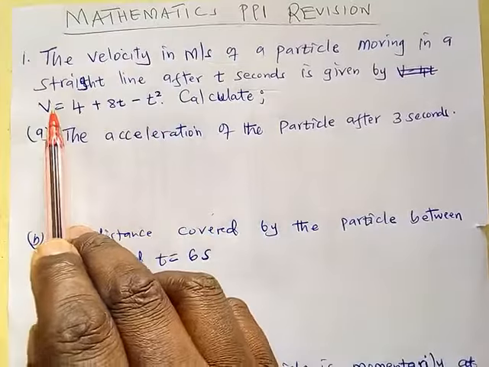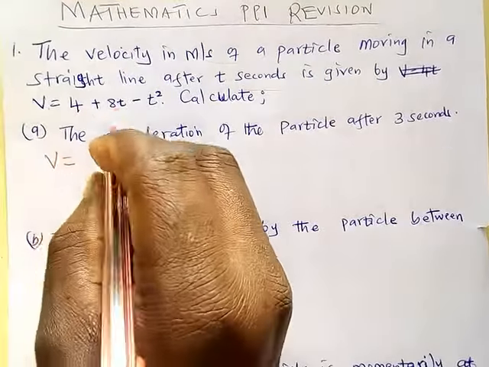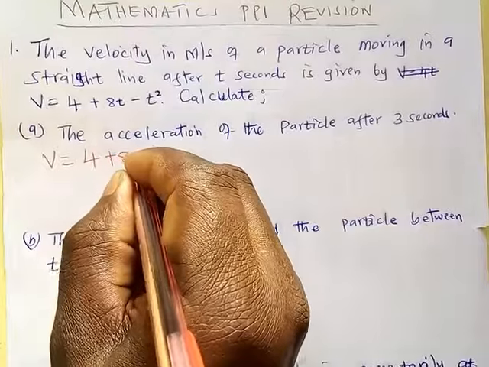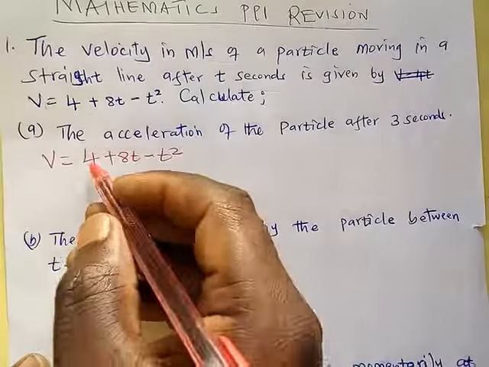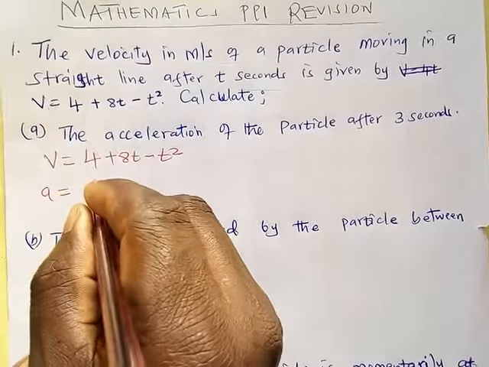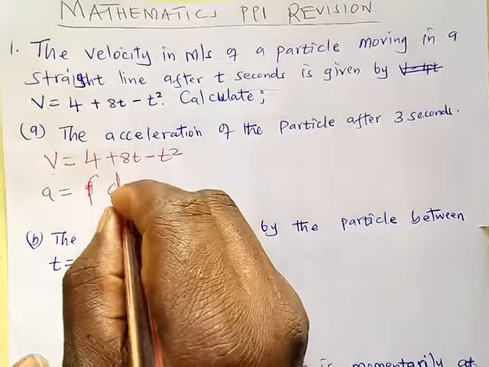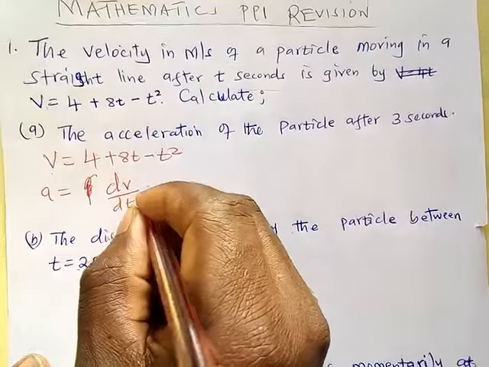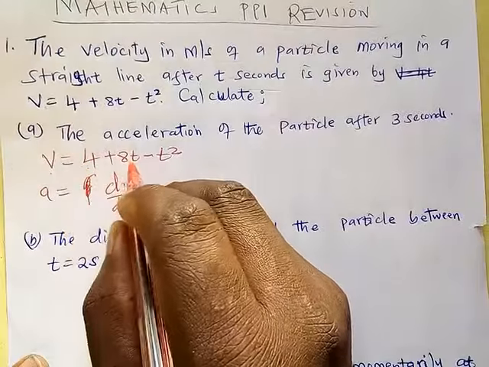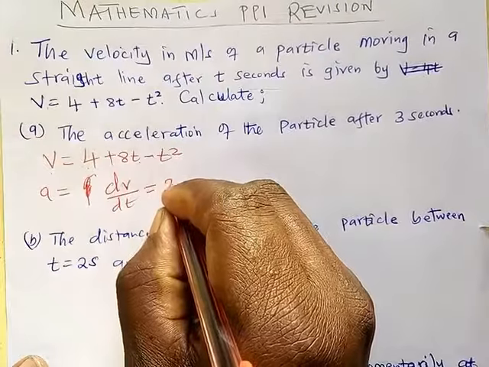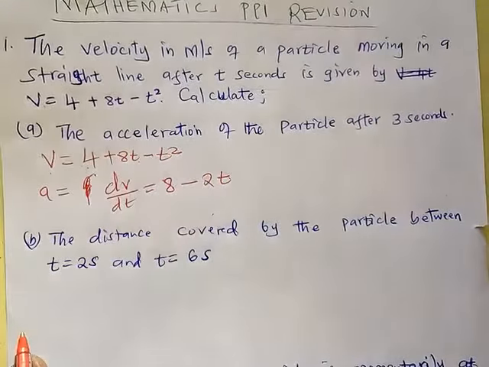So from velocity to acceleration you differentiate. So now we have v equal to 4 plus 8t minus t square. So to get acceleration you differentiate. So acceleration equal to dv over dt, which is, now we differentiate, this one is 0, this one will be 8, this one will be minus 2t, and that is acceleration.